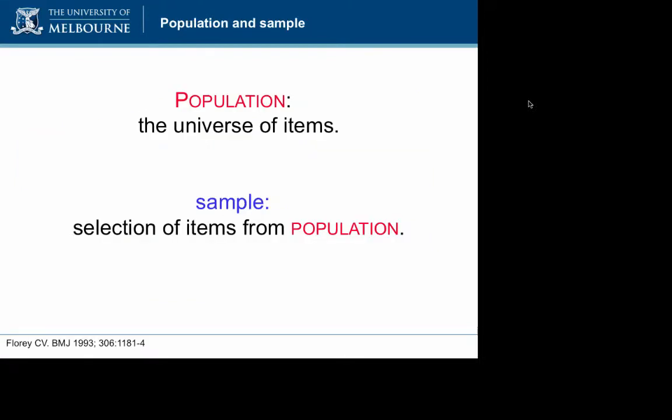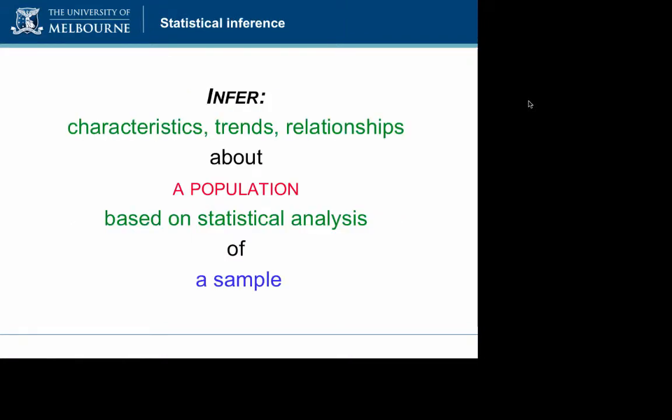So the population is the universe of items, pretty much everything that we want to know, and because we cannot examine the population, we cannot examine everyone, we have to take a sample from that population, and that sample needs to be actually representative of the population. For example, if we want to study all the university students in Australia, we cannot take a sample of just medical students. We have to take different types of students.